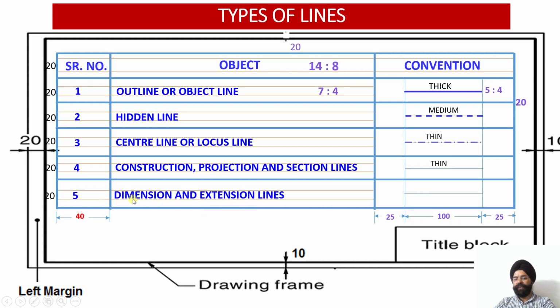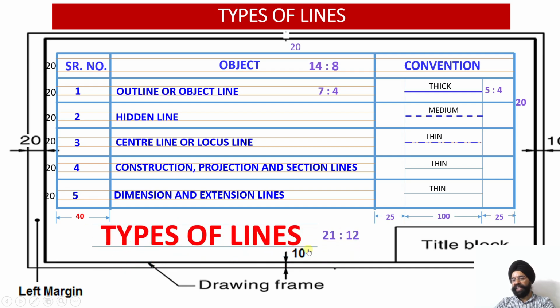And finally the fifth one, dimension and extension lines, written in Gothic lettering. And then this is again a thin line. Put down thin. So the length of every convention line is 100 millimeter. Now here I have to write the title of my drawing sheet, because this is the second title and this one is the main title of the sheet. So I will write types of lines in the ratio again 7:4 but multiplied by 3. So 21:12. So the distance between these guidelines, the height, is 21 mm.